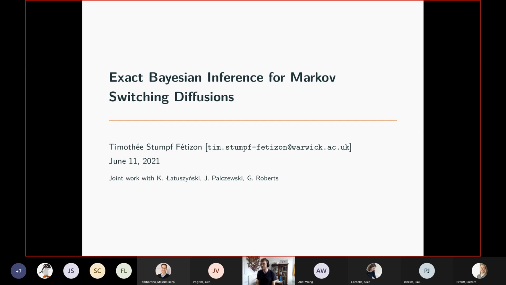Thanks to Yure, Masi, and Alice actually for the invitation. As Yure said, I'll be talking about exact Bayesian inference for Markov switching diffusions today, and actually for diffusion models more generally. This is joint work with my supervisors, Chris and Gareth at work, and Jan Polczewski.